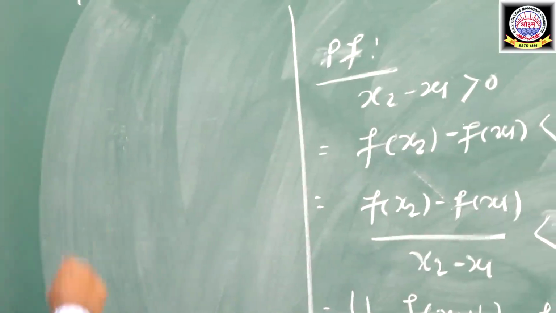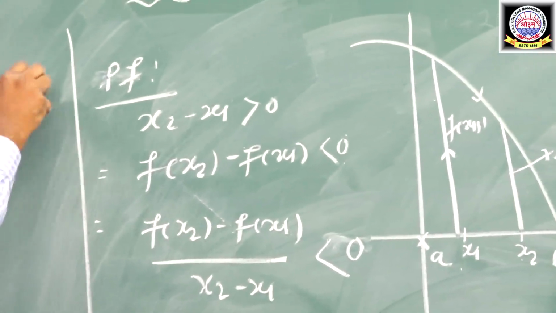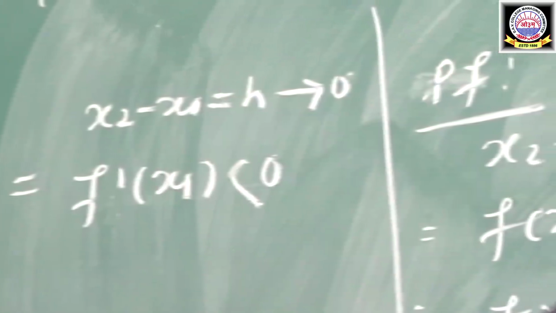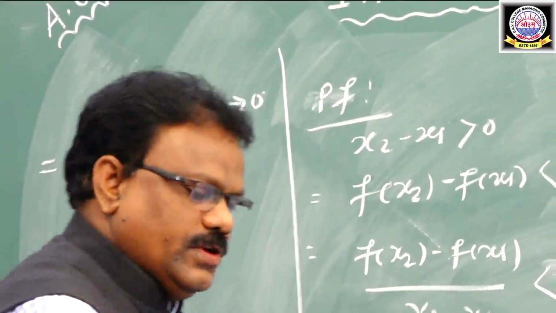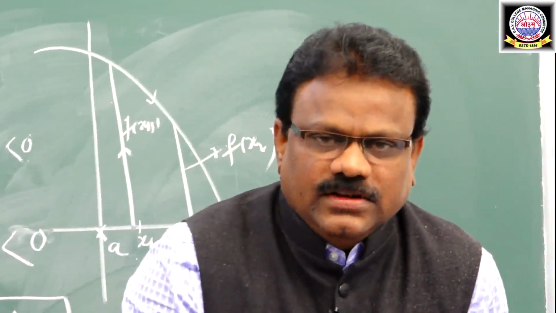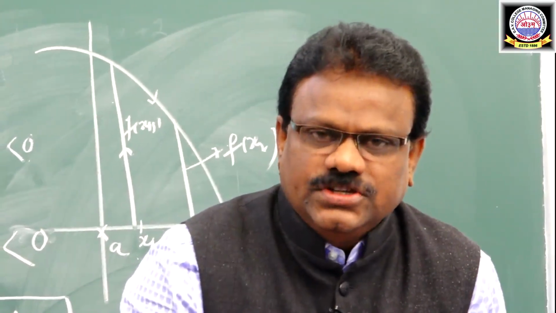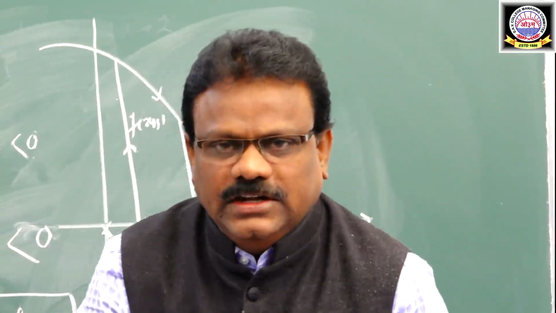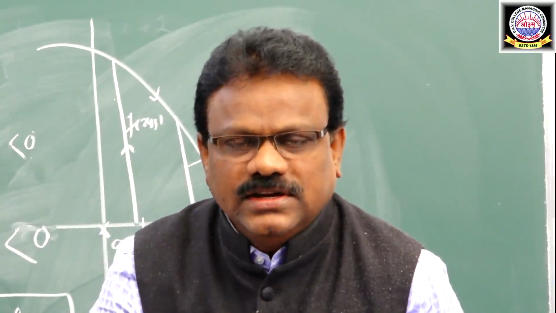So what did you assume here? Here we assume x2 minus x1, let it be h, tends to 0. So what are we getting finally? Finally, we are getting f dash x1 less than 0. So from the two proofs, it is very clear that the function is increasing in the interval where the derivative must be greater than 0 at any point within the interval. If the derivative is less than 0 at any point within this interval, the function is decreasing.